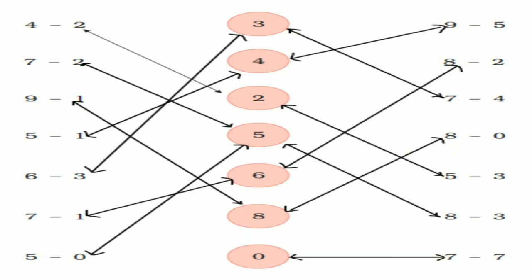Next, 8 minus 3. Let us count from 3 to 8. The next number after 3 is 4, 5, 6, 7, 8. How many numbers did we count, children? We have counted 5 numbers. So 8 minus 3 is equal to 5.